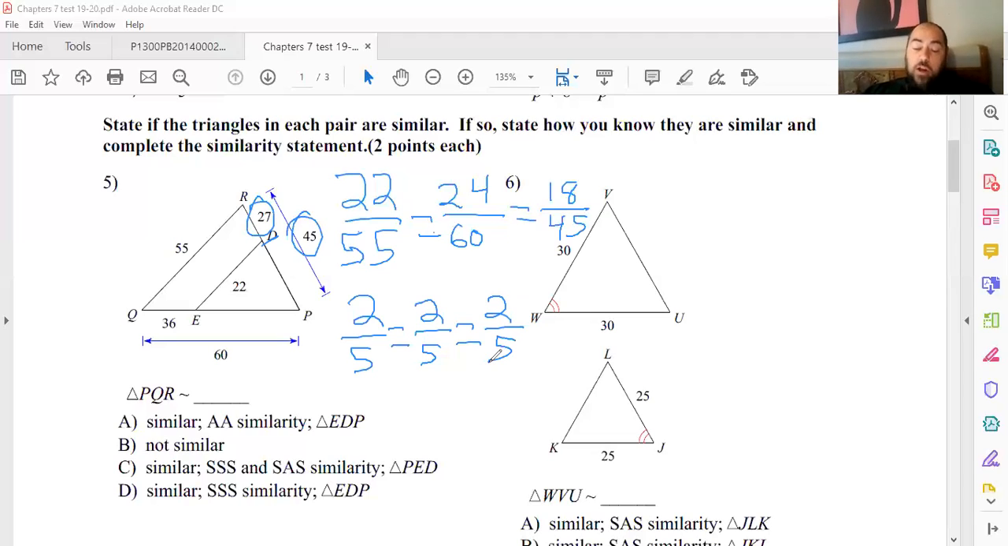And notice that we could also say side angle side, because P right there is the same angle for both of them. And if we were doing this via proof, we would use the reflexive property. Angle P is congruent to angle P. So it's going to be C.